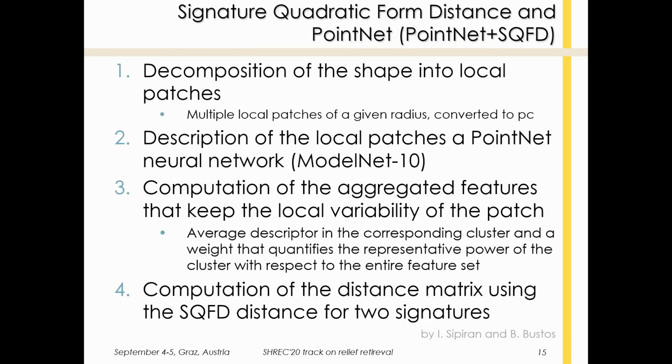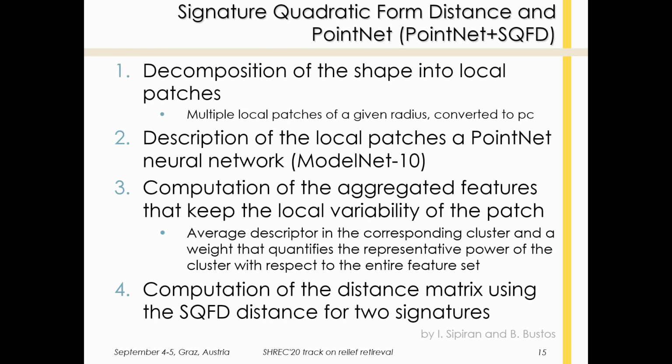This method consists of computing the distance between two shapes using the signature quadratic form distance. First, multiple patches are sampled from the models and converted into point clouds. Then, such point clouds are given to a pre-trained PointNet neural network. Authors, in particular, used ModelNet10. The 1024-dimensional feature vector obtained by the PointNet is then used for the classification.